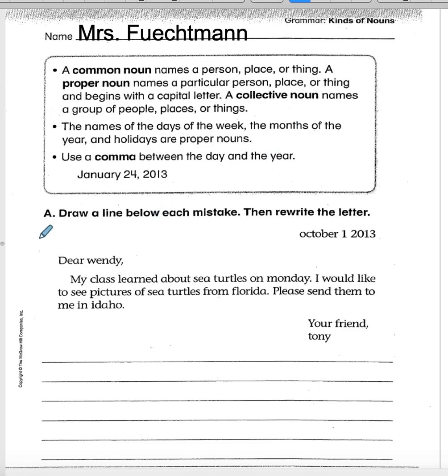We are going to use our editing marks to make corrections to this letter. So there are some mistakes that we must find. Today, the mystery word is globe. At the top of your paper next to your name, write Globe.